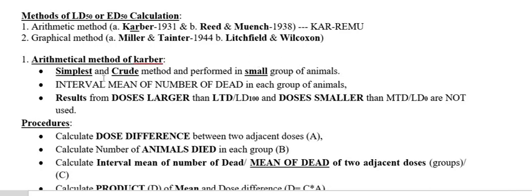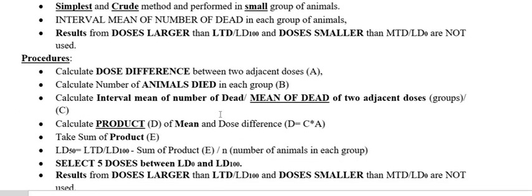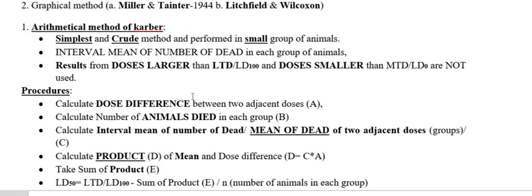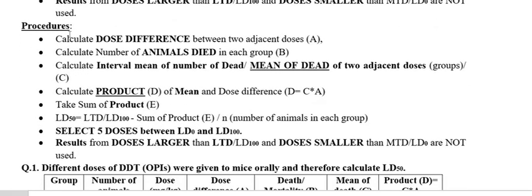Another thing we are going to consider here is that we calculate the interval mean of the number of dead in each group of animals. So we have to go forward, then we will understand easily. Now we have to go through the procedure of the arithmetic method of Carver.